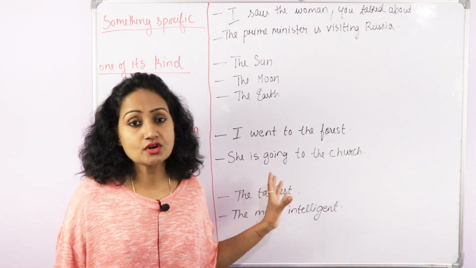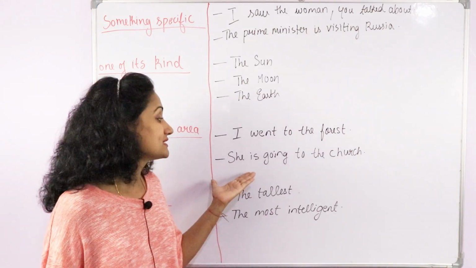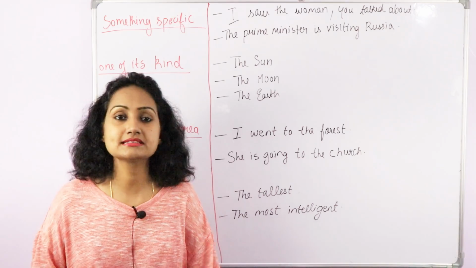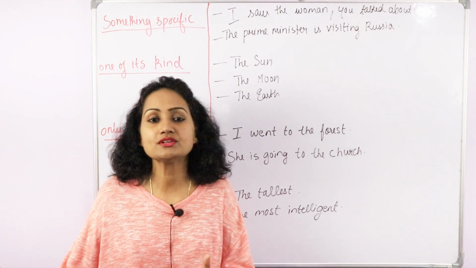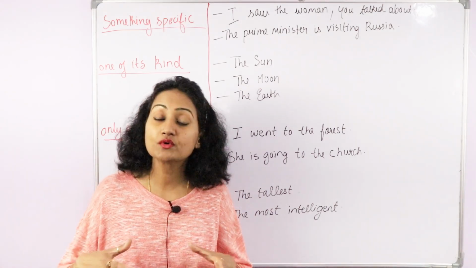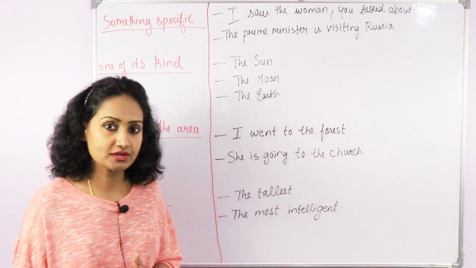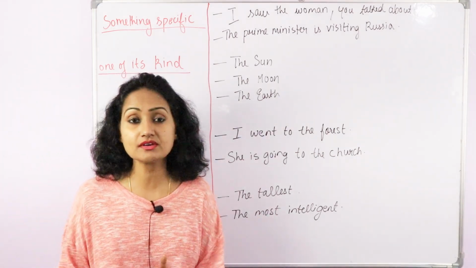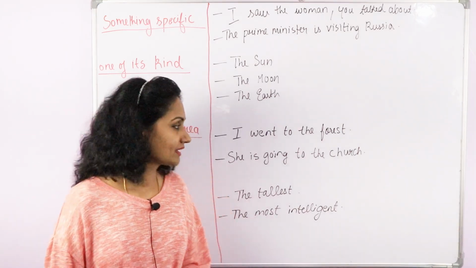She is going to the church. So if it's a small town and there is only one church, she would say she is going to the church. But if there are two or three churches, then she would say she is going to a church. Where are you going? I'm going to a church. And if there is only one, I'm going to the church. I'm going to a university. I'm going to the university. So that depends. If there is only one in the particular area, then use the definite article, otherwise "a".